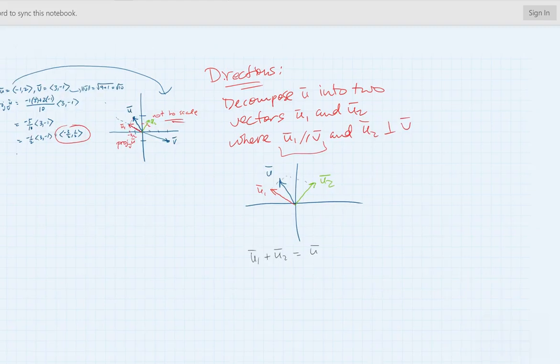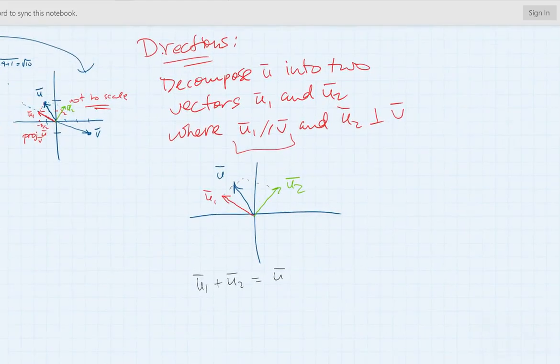So the directions are this. Decompose U into two vectors, U1 and U2, where U1 is parallel to V. Now remember, V was down here. So one's parallel to V, so we got U1 is that one. That's the projection. And then U2 had to be perpendicular to V, and so that's this green vector here. So we need to find U2.